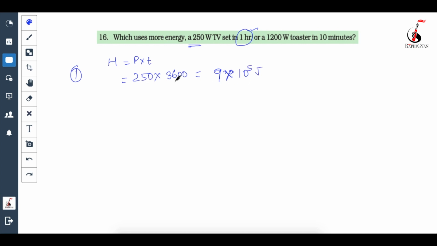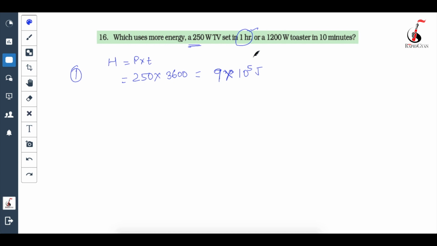Hope you guys know how to multiply. I am not going to multiply and tell you. If anyone has any doubt in the multiplication or in these things, please ask your doubt in the comment section, or you can send me an email at info@rapidgyan.com, and I will get back to you. I will create a separate video for this and provide it to you.